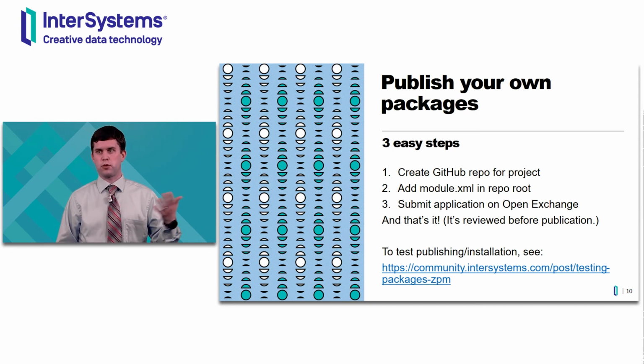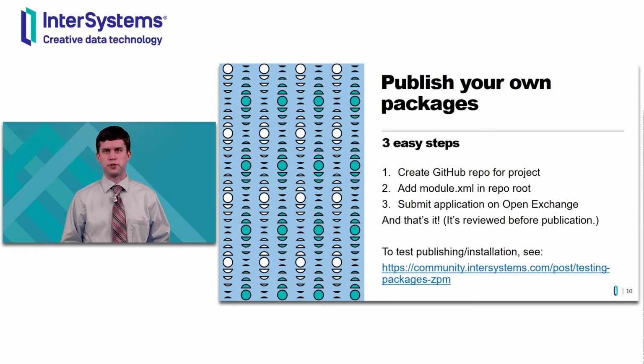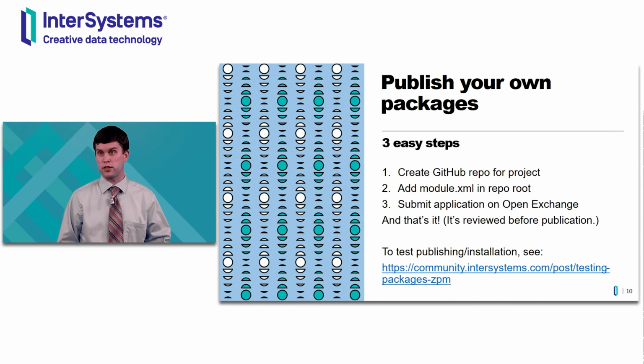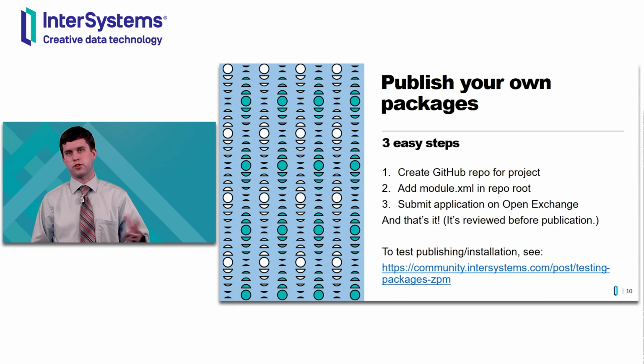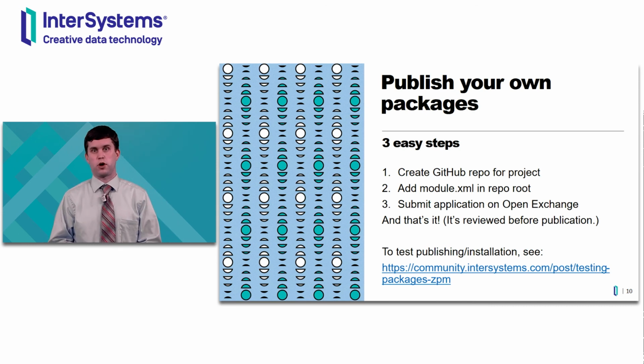As a reminder, if you'd like to publish one of your own packages, it's really easy. You just create a GitHub repository for it, add that module.xml in the repo root. You can use the ZPM generate function to make that really easy for an existing project. Submit it on the Open Exchange, and that's it. It is reviewed before publication, so there's a slight delay. But once you go through these steps, that's it. You're out there, and your project can be used by other people.